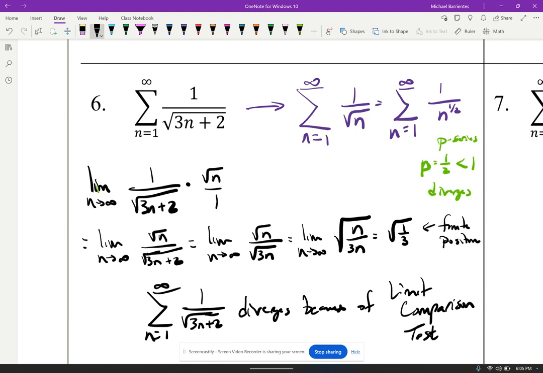So here's an example of we found a series, we knew the outcome of this new series, that it was going to diverge, we did the limit, we found a finite positive limit value, so therefore the original one behaves like the new one that I found.